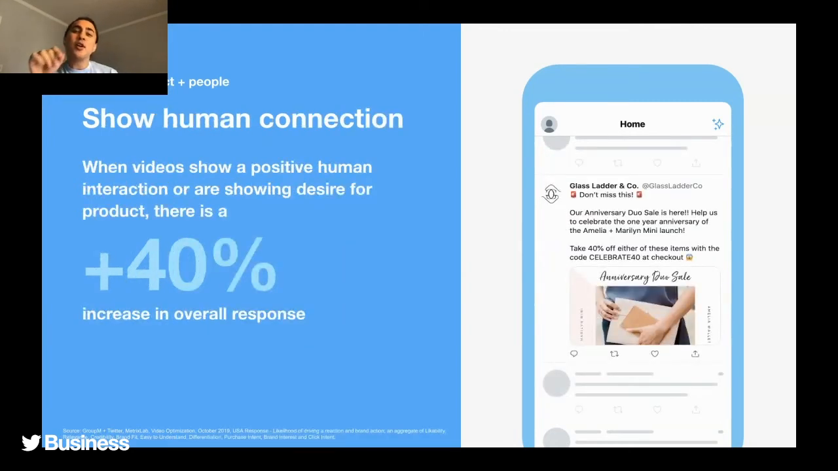And then show a human connection to your product or service. When videos show a positive human interaction, there's a 40% increase in overall response to the ad. Now, this can be obviously a video that features people prominently, or it can be as simple as this great ad from Glass and Ladder Company. As you can see, there's just a pair of human hands holding the products, and that's really all you need.